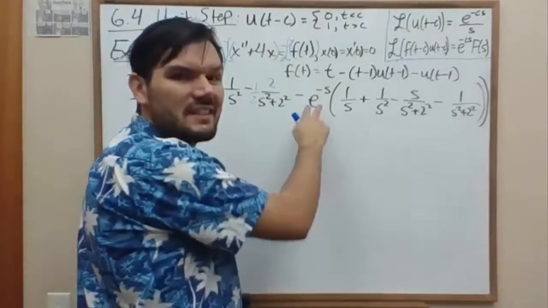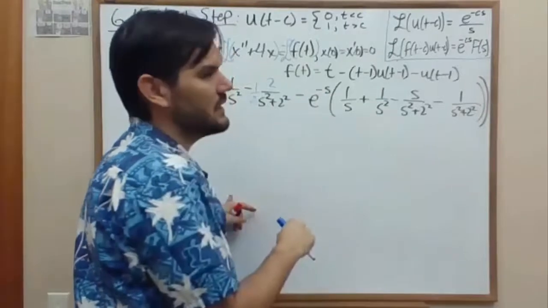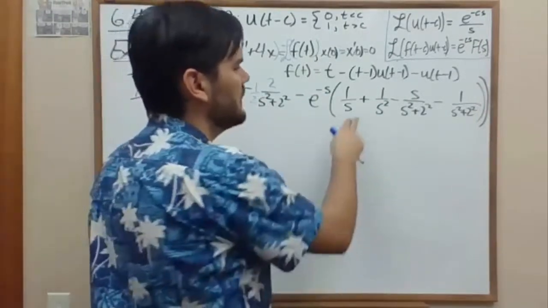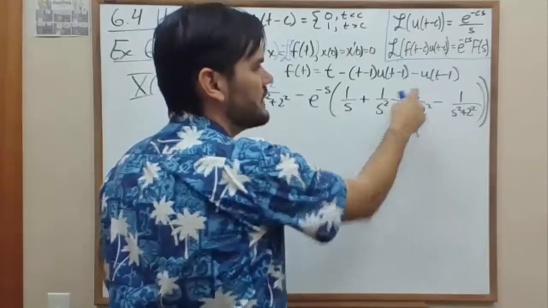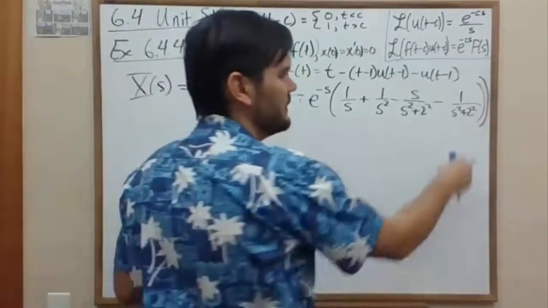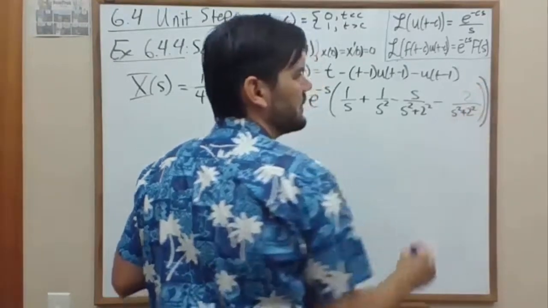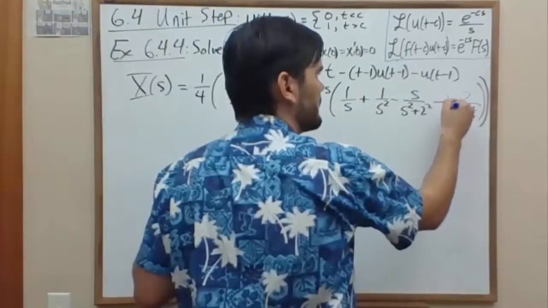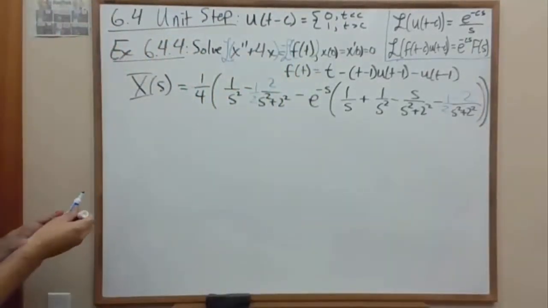And e to the negative s tells me there's an activation or a unit step happening at c equals 1, or time equals 1. There's a constant 1. Here's a t. Here is a cosine of 2t. Here, it's close. It's almost a sine of 2t. We just need to factor another 1/2 out. Okay, so now we're ready.